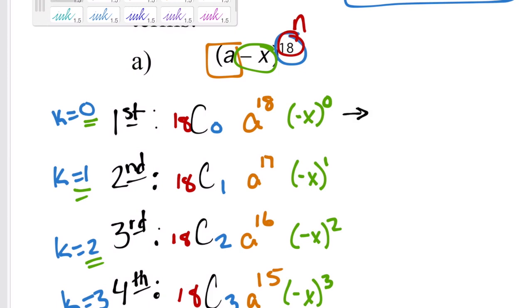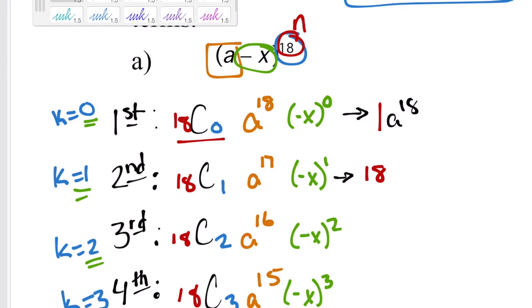So then 18 combo 0, whenever you plug this in, ends up being 1. And then we have a to the 18th, and negative x to the 0 power is just going to give us 1. 18 combo 1 is going to give us just 18.